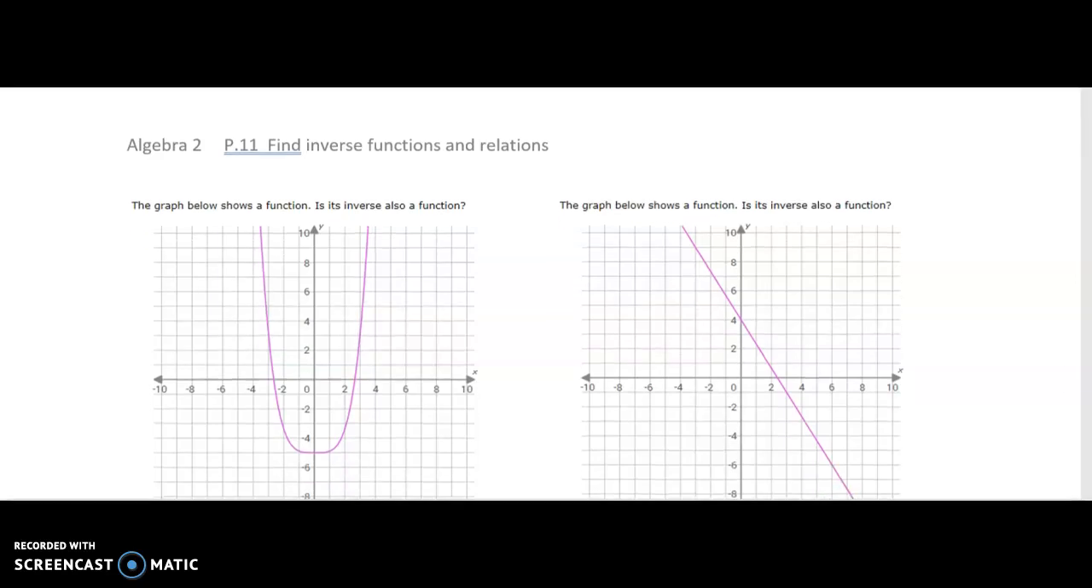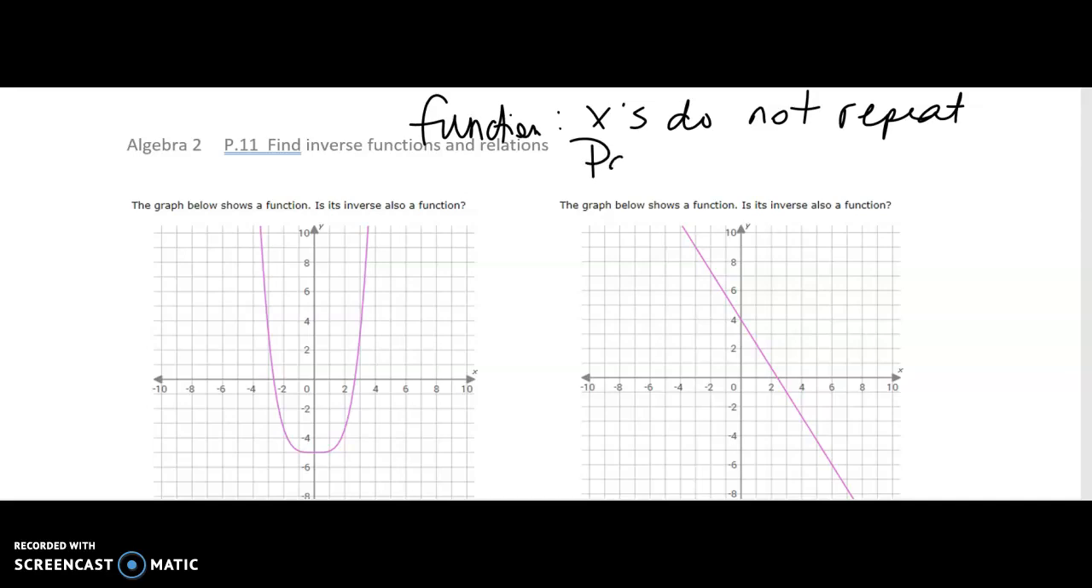Okay, on P11, it says find inverse functions and relations. Let's remember just for a second what a function is. A function is where your x's do not repeat, or it passes the vertical line test. Now, what does that mean?